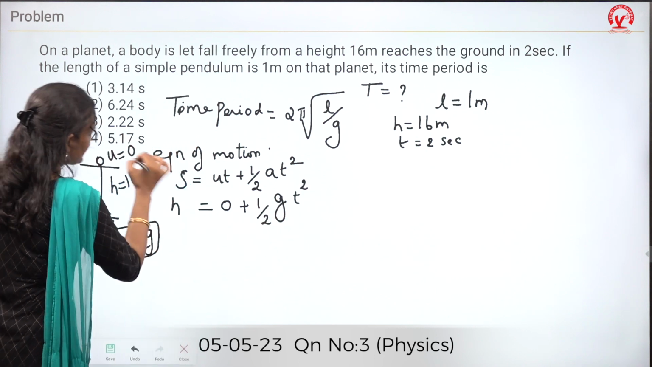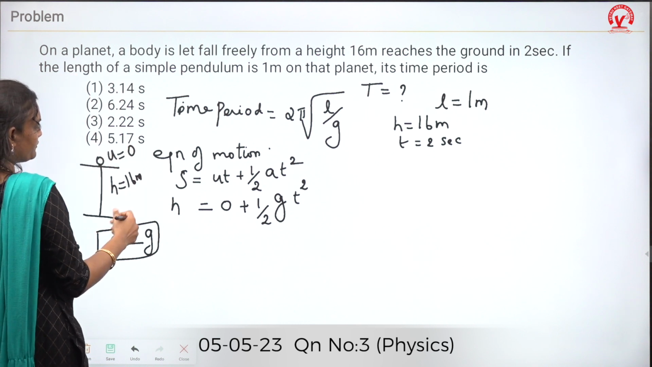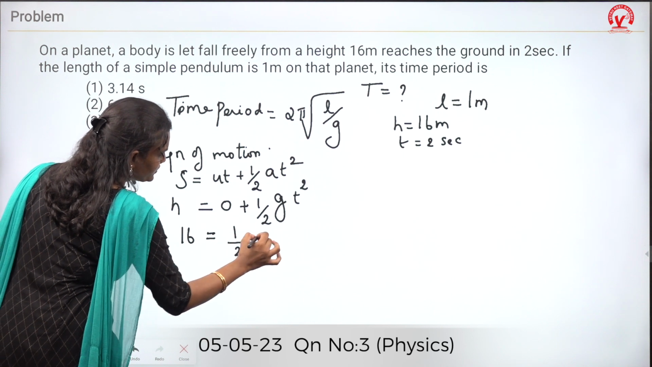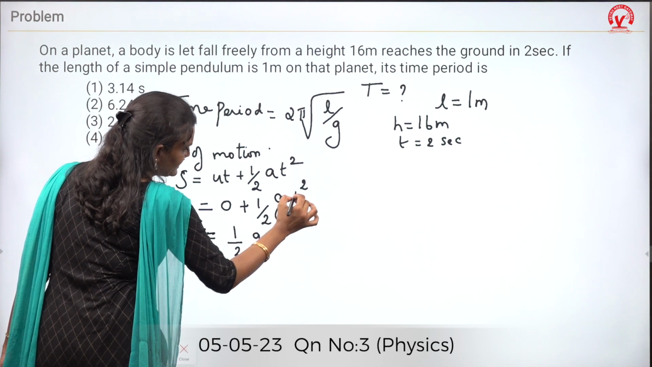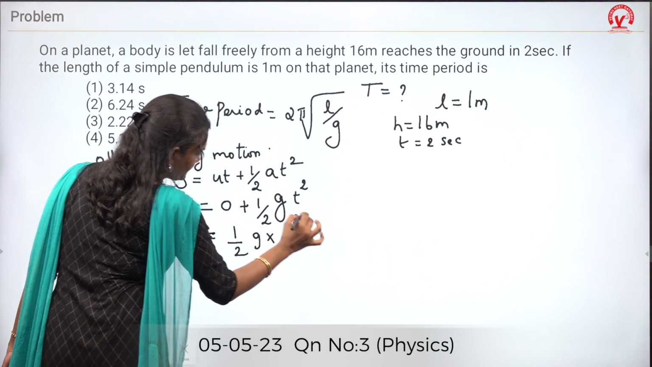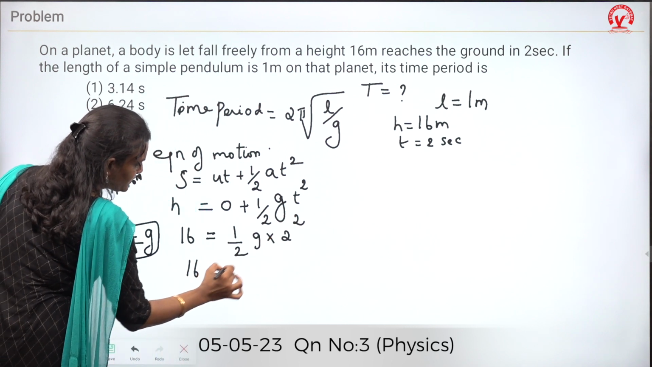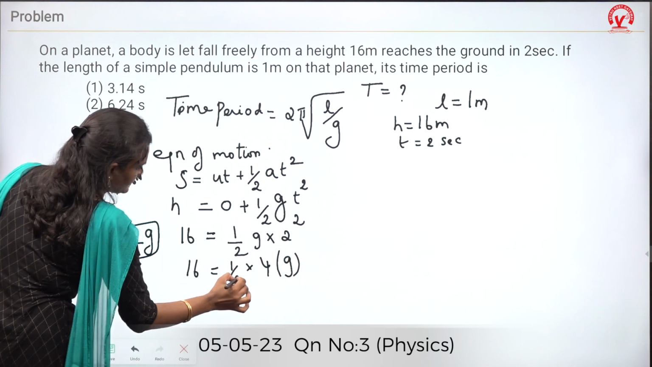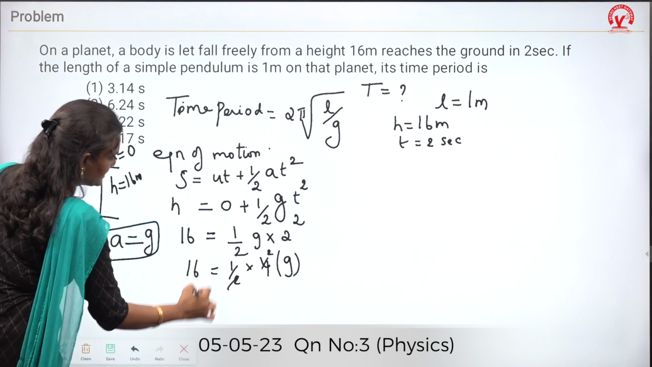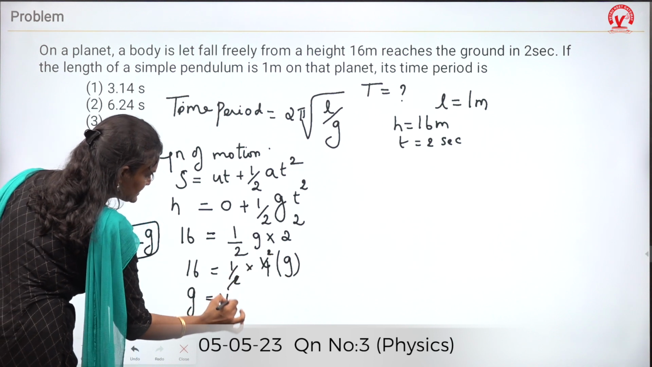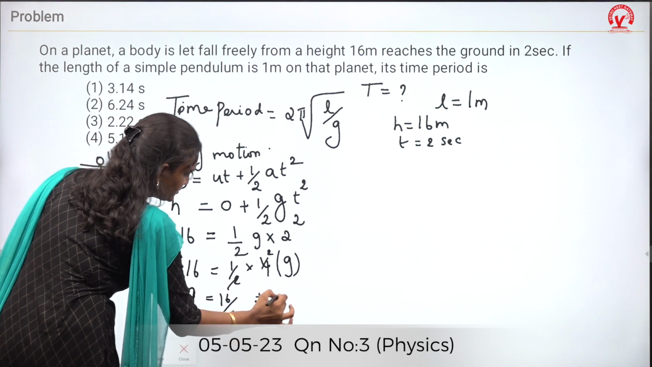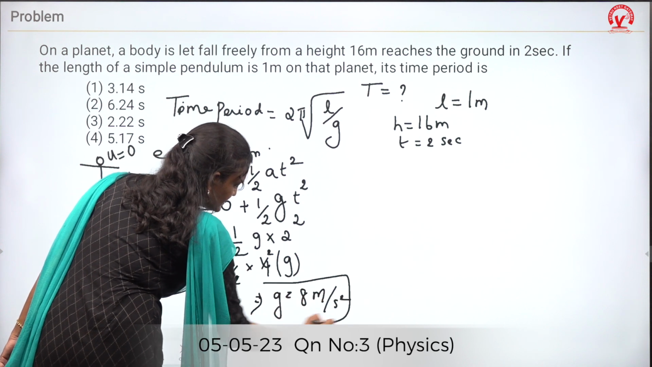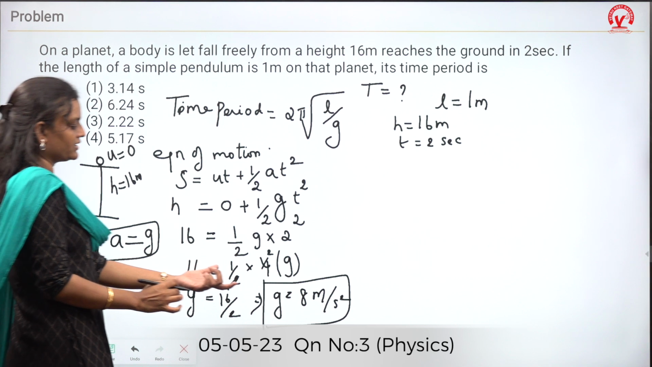Now the height of the freely falling body, 16 meter, is equal to 1 by 2 g into 2 seconds squared, t is 2, so 2 square. Now 16 is equal to 1 by 2 into 4 g, the 2s get cancelled. Now g is equal to 16 by 2, and acceleration due to gravity g is equal to 8 meter per second square. So there is a variation here.